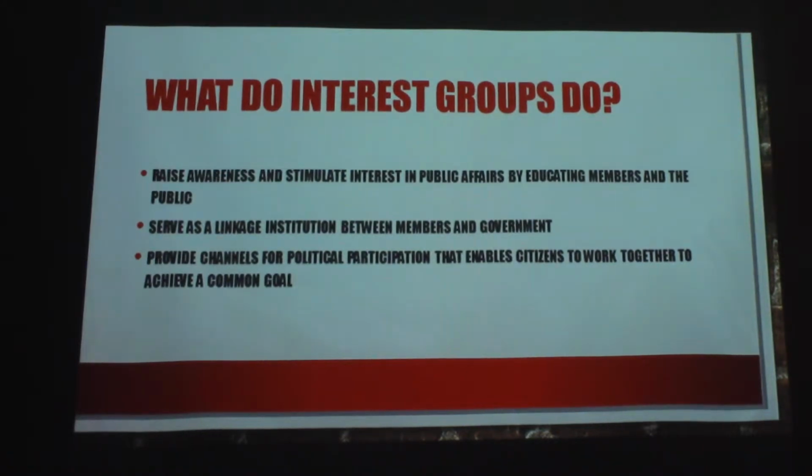What do interest groups do? They raise awareness and stimulate interest in public affairs by educating members and the public. They serve as a linkage institution between members and government, and provide channels for political participation that enable citizens to work together to achieve a common goal.